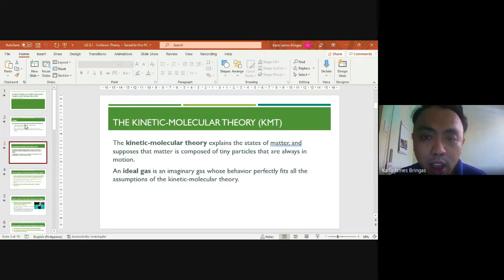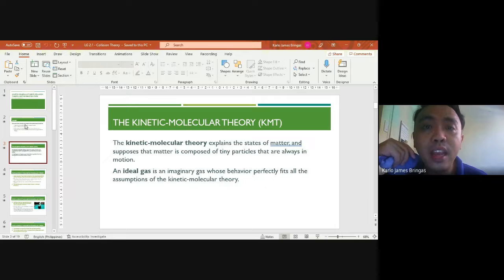With that, we are now ready to start. We start off with our kinetic molecular theory, or KMT for short. The KMT explains the states of matter and supposes that matter is composed of tiny particles that are always in motion. Whether you have a solid, a liquid, or a gas, we can visualize that substance as being composed of tiny particles that are constantly in motion.